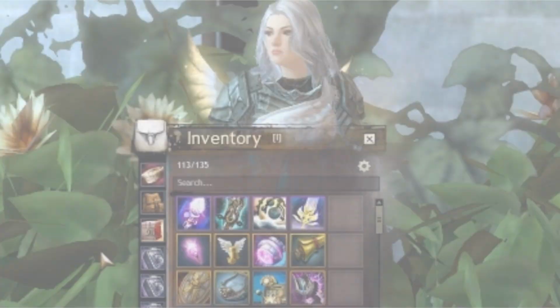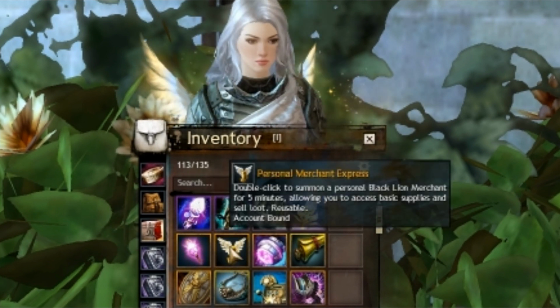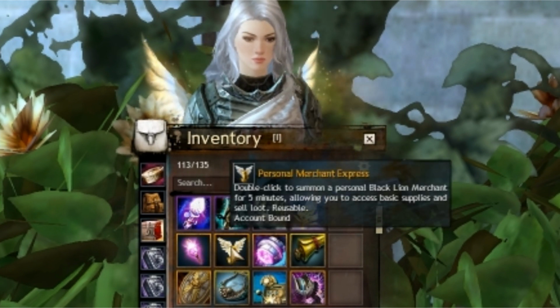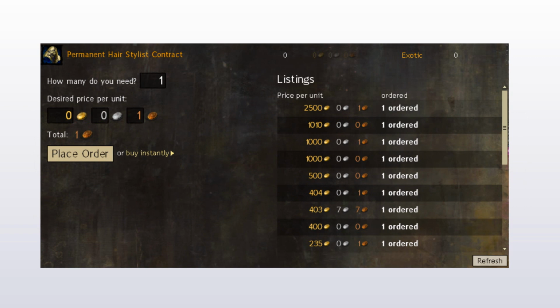Mistake number one. While the other permanent items are account bound on first use, the Mystic Forge Conduit is not. Which means you still can sell it after you have used it. So people who still have a Mystic Forge Conduit laying around from back in the day are able to sell it. It's not like a rare skin that was used and is not available anymore. So that means there can still be a lot of supply.